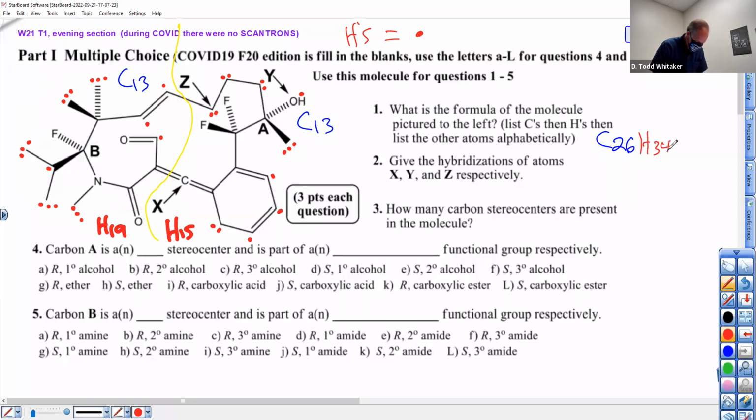And how many N's? I see 1. F is before N in the alphabet, right? How many F's total? 3. F3. And how many nitrogens? It's alphabetically next. Just 1, right? And how many O's? 1, 2, 3. There's your answer. Copy that. I don't need the other stuff for your activity.